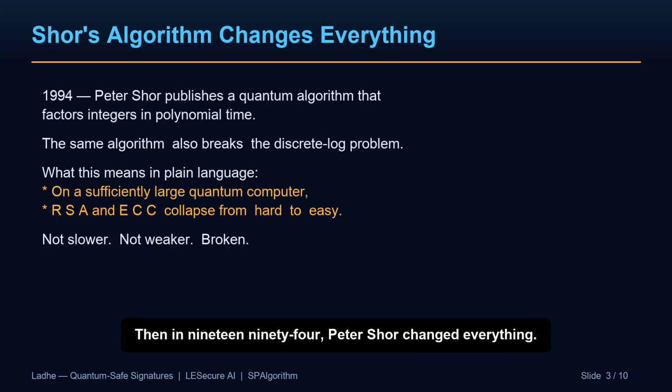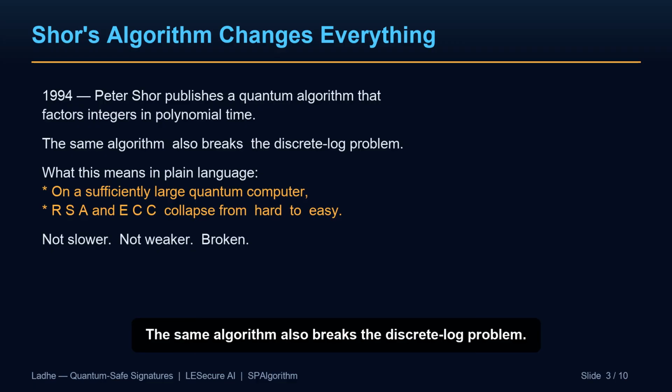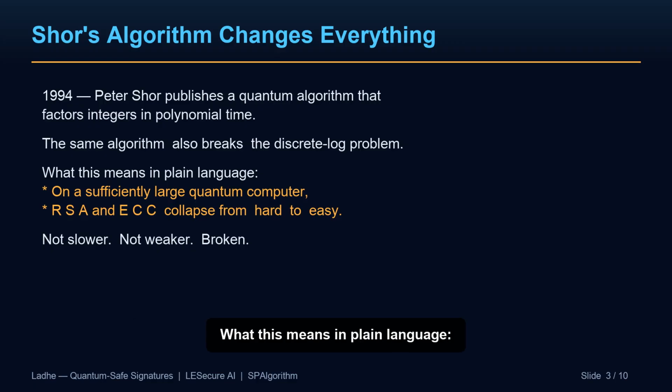Then in 1994, Peter Shor changed everything. He published a quantum algorithm that factors integers in polynomial time. The same algorithm also breaks the discrete log problem. What this means in plain language: on a sufficiently large quantum computer, RSA and elliptic curve cryptography collapse from hard to easy. Not slower, not weaker, broken.